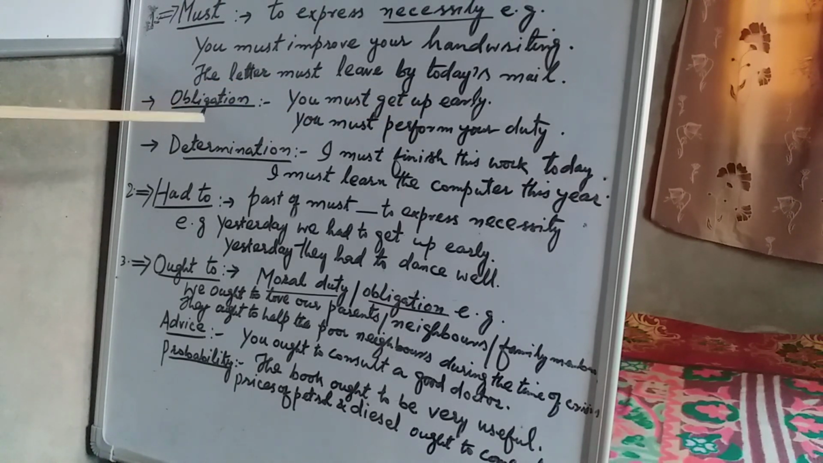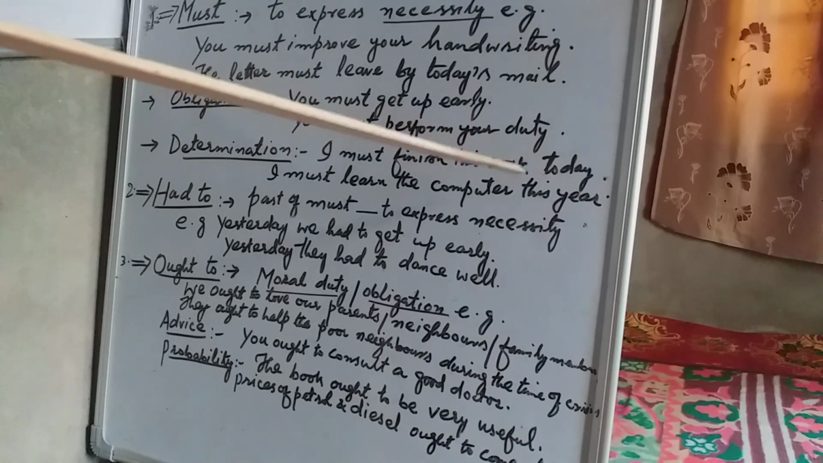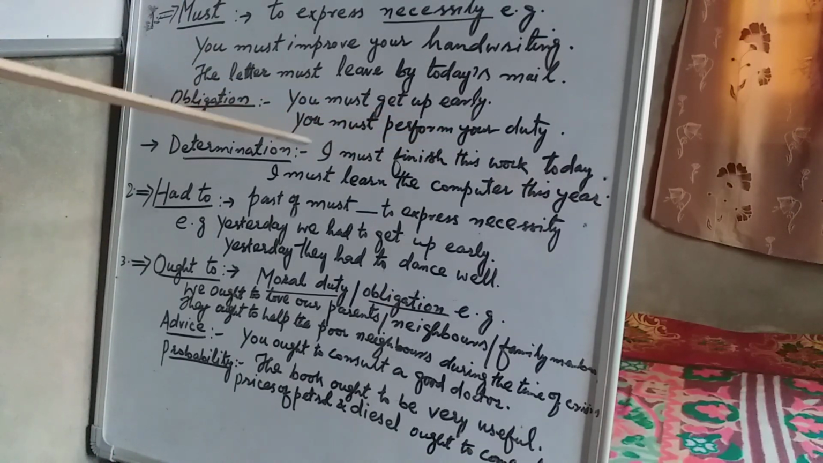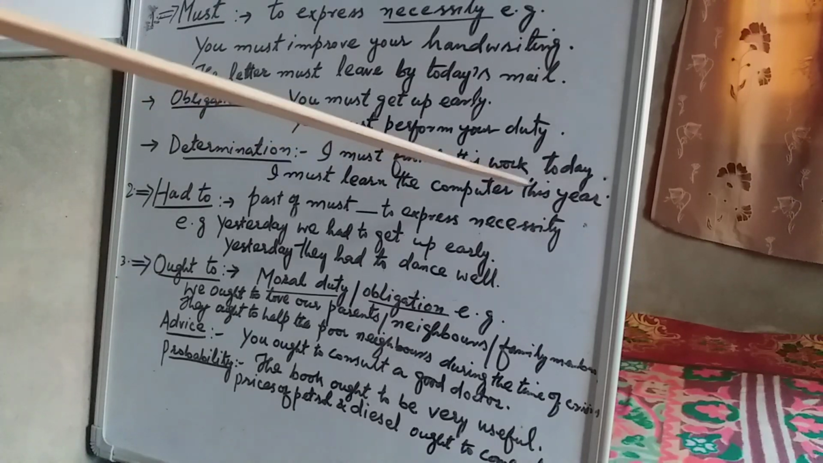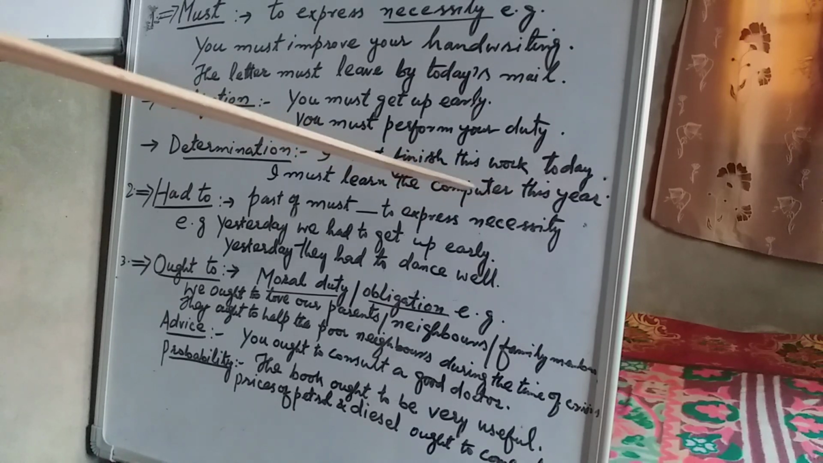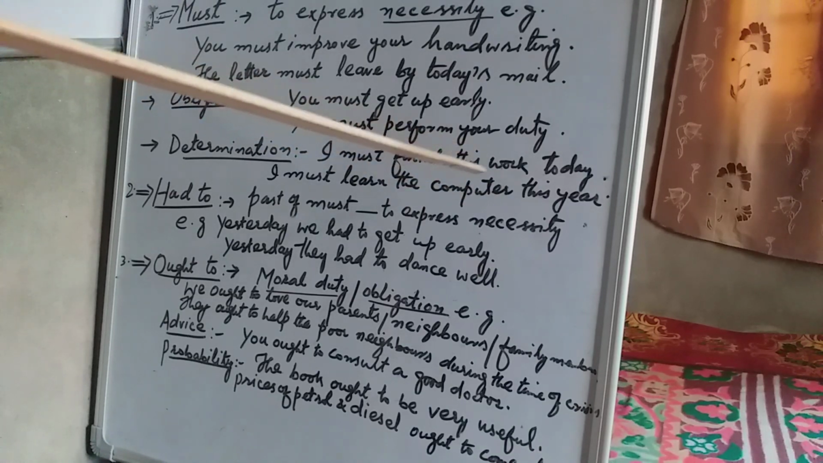Must is also used to express determination. That means firm. You are determined to do something. For example, I must finish this work today. So you are determined to finish this work today. That means we can say that must is used to express determination. So you can use it, I must finish this work today, or I must learn the computer this year. So you are determined. So it shows determination.